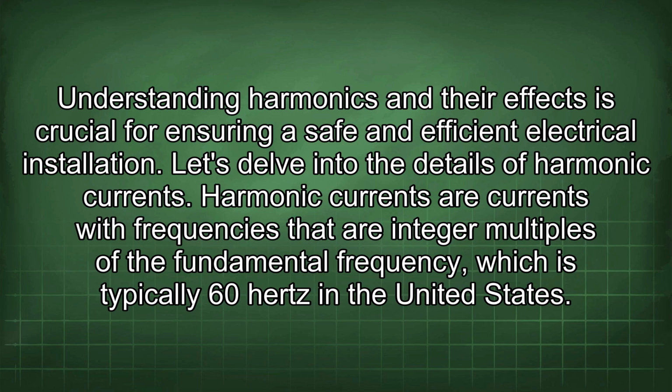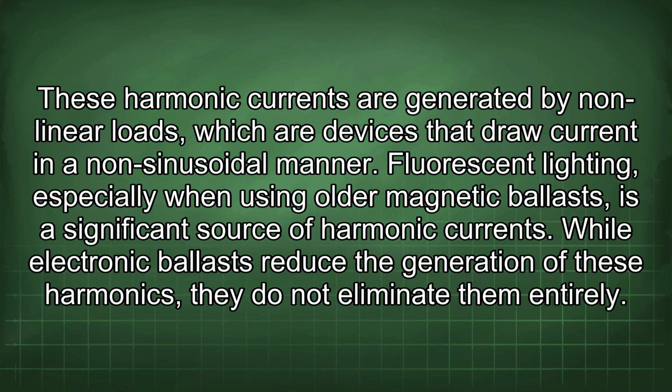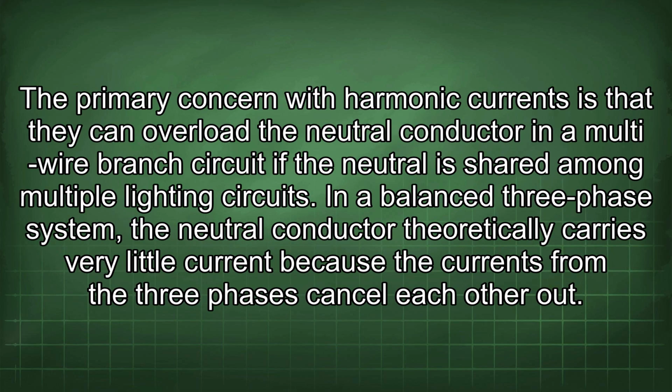Harmonic currents are currents with frequencies that are integer multiples of the fundamental frequency, which is typically 60 Hz in the United States. These harmonic currents are generated by nonlinear loads, which are devices that draw current in a non-sinusoidal manner. Fluorescent lighting, especially when using older magnetic ballasts, is a significant source of harmonic currents. While electronic ballasts reduce the generation of these harmonics, they do not eliminate them entirely. The primary concern with harmonic currents is that they can overload the neutral conductor in a multi-wire branch circuit if the neutral is shared among multiple lighting circuits.